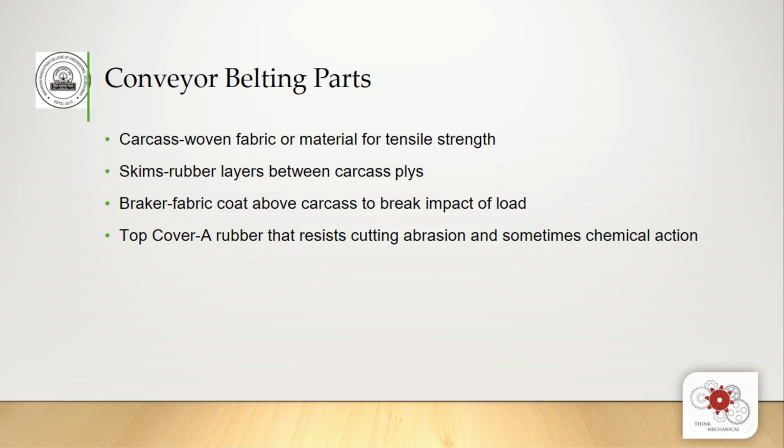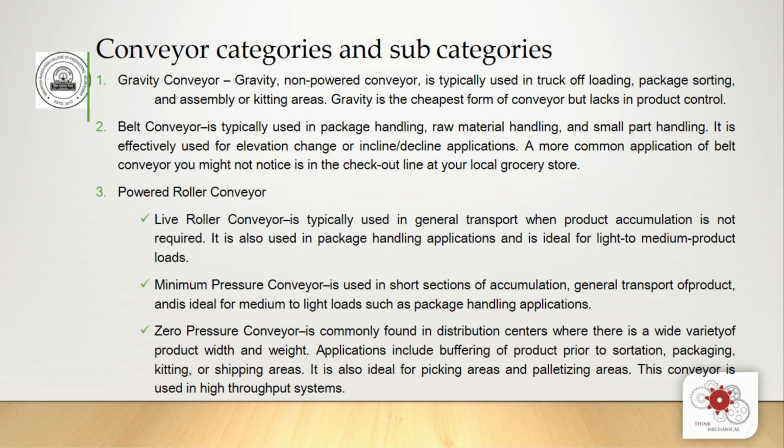So that are carcass, woven fabric or material for tensile strength, then skims, that is rubber layers between the carcass plates, then breakers. So breakers are nothing but a fabric coat above the carcass to break impact of the load. And the last part of belting is top cover, that means which we see with the naked eyes. So top cover is nothing but a rubber that resists the cutting, abrasion and sometimes chemical action on the belt conveyor.